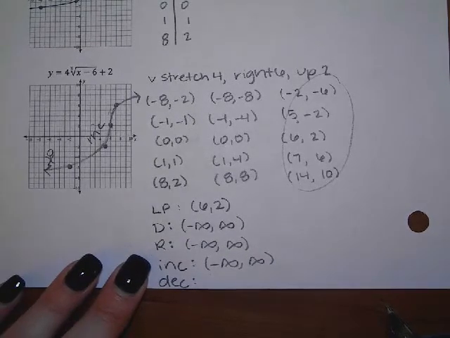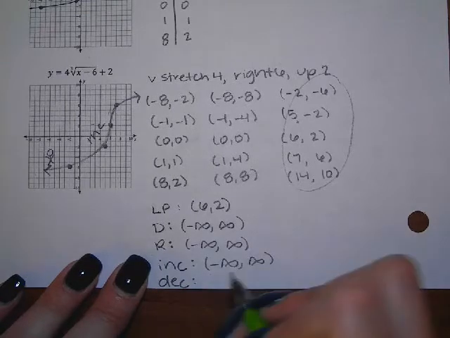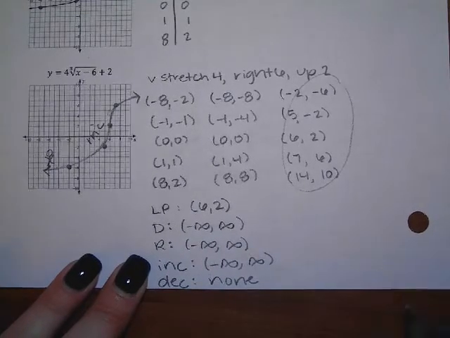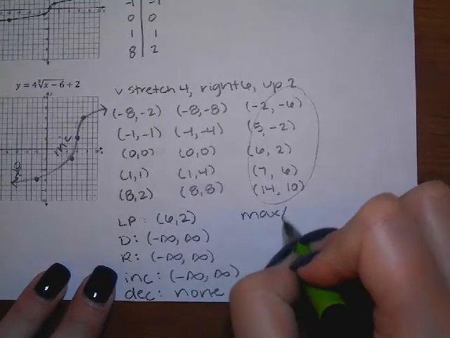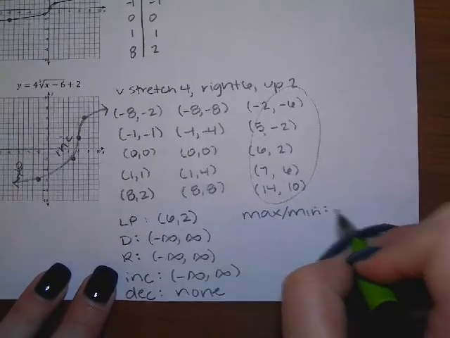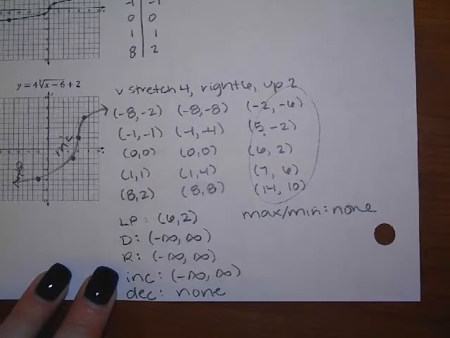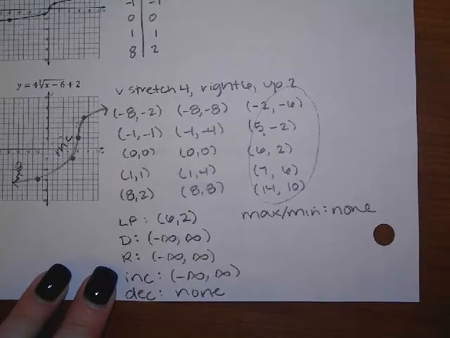What would I put for decreasing? None. Nothing there. What about max or min? None. There's no high point, there's no low point. It just goes up forever and down forever, so we can't put points there.